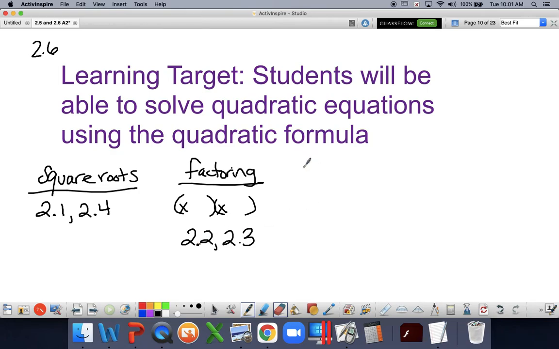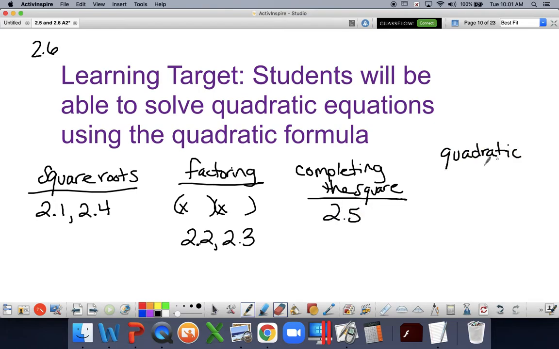Last lecture, we solved by completing the square. That was 2.5. And then today we're going to be solving by quadratic formula. So the quadratic formula is a great catch-all. If you're kind of struggling with figuring out what is the best way to solve, the quadratic formula will work each and every time. But students often make a lot of arithmetic mistakes while they're using the quadratic formula. So I encourage you to really take your time as you're doing this.